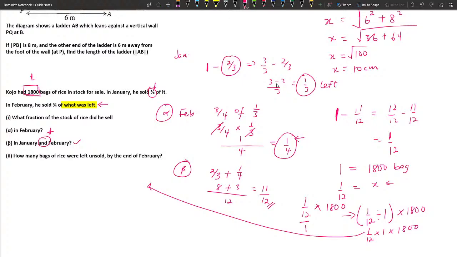Sorry about that. Let me just rewrite the whole thing again. 1 times 1,800. Simplifying this 1, it becomes 1,800/12. To break this down, 1,800, we can use 12 to break that down. 12 should go into that 50 times. Is it 50? No, 15, sorry, 15 times. And then that will give us 150. So 150 bags were left unsold.